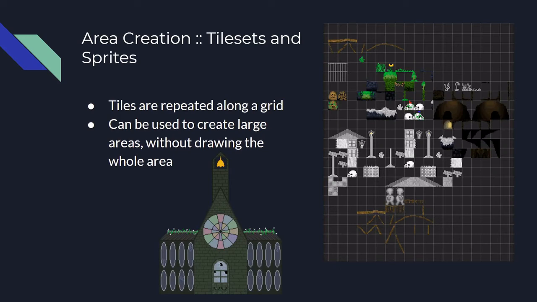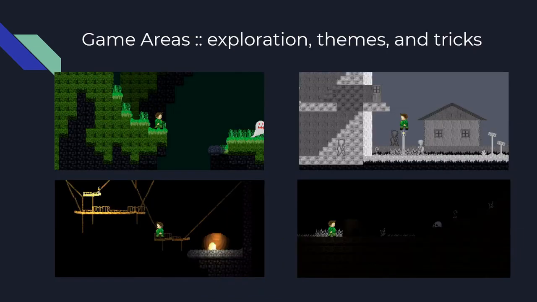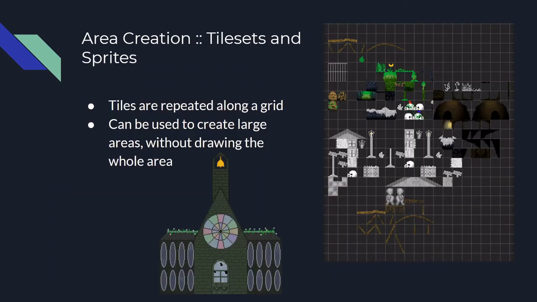Area creation. We used tile sets and sprites. Tile sets are on the right. As you can see, they are made up of 16 by 16 images. We use these similar to kitchen tiles. By placing them on a grid, they are used to create images of much greater detail, as you could see previously. The sprites, however, are single images that are used in a copy-paste format.